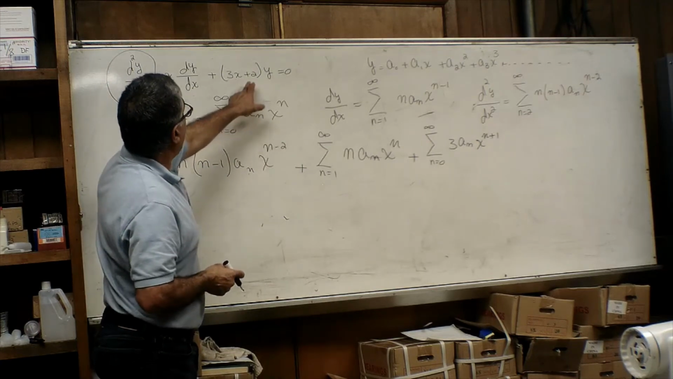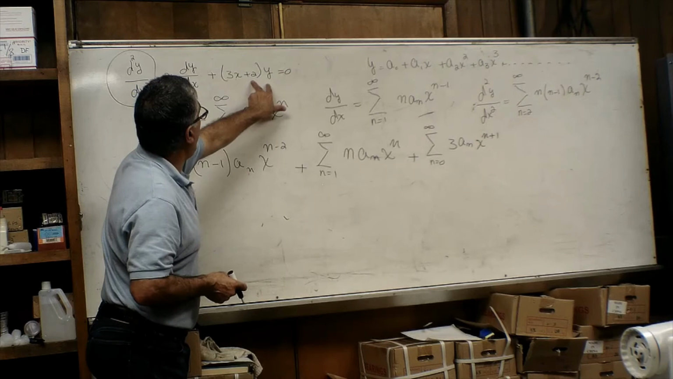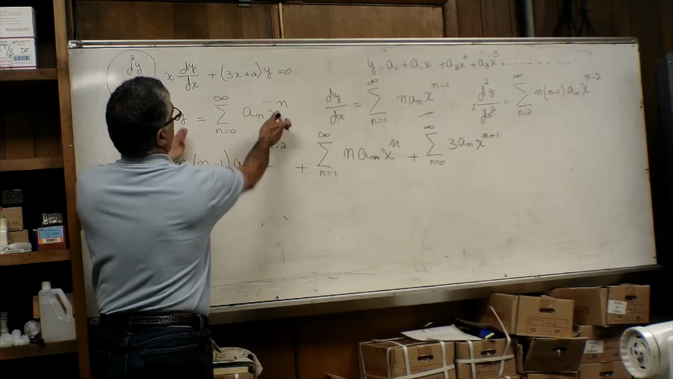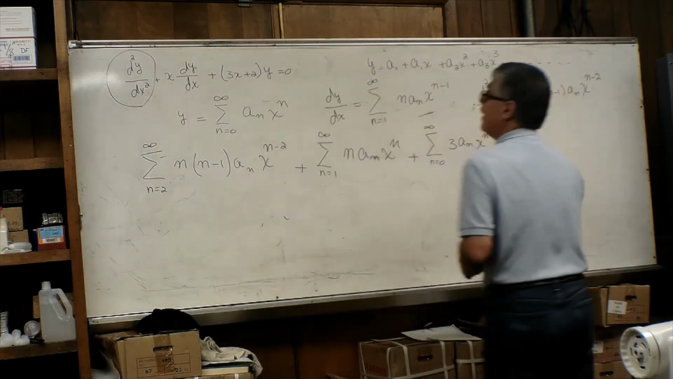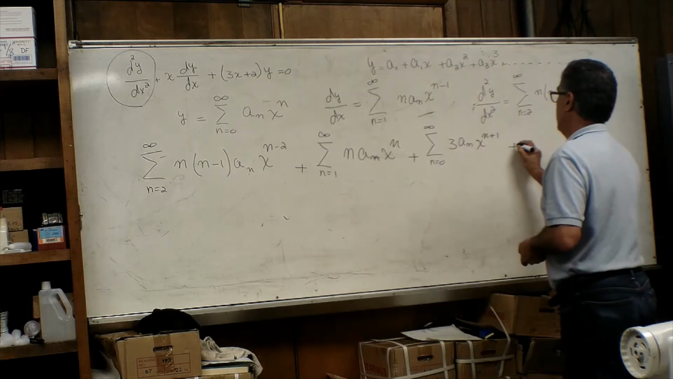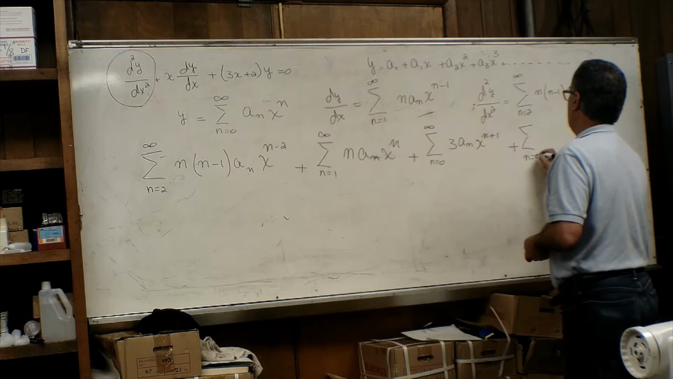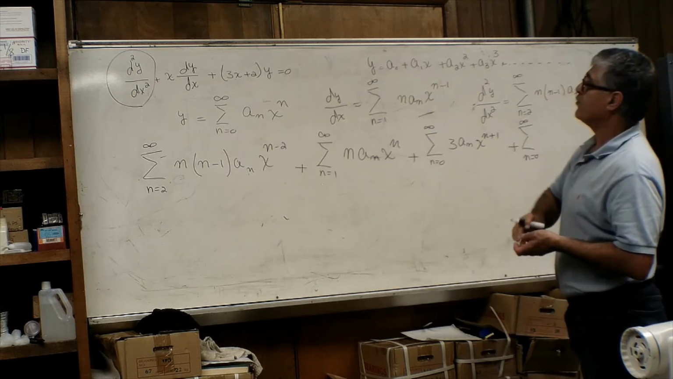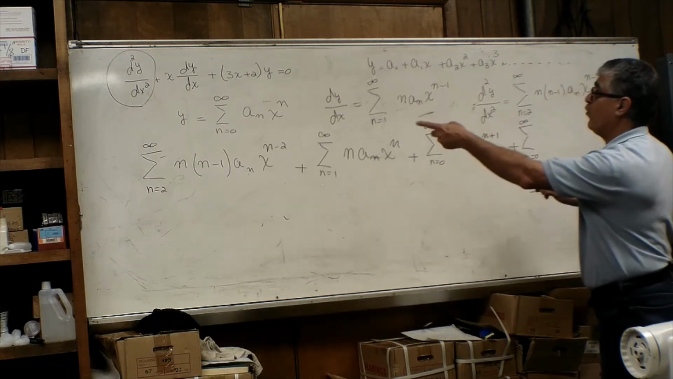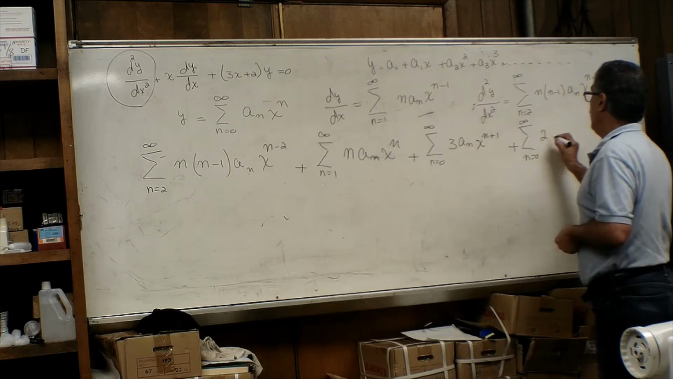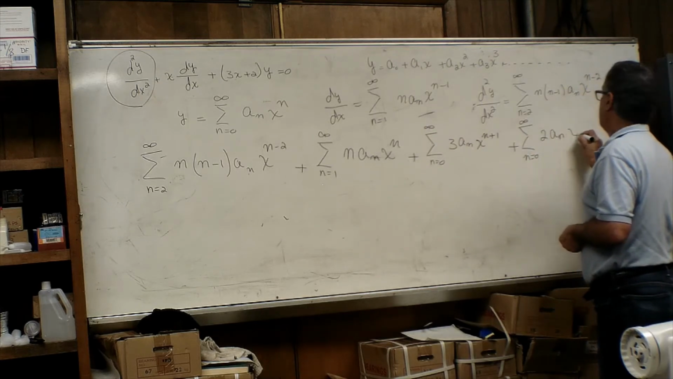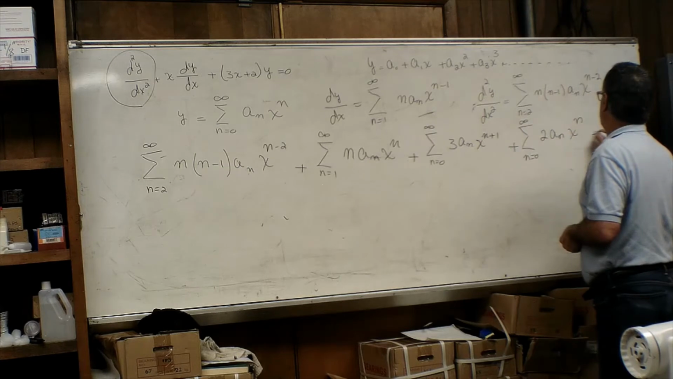And then the last portion, 2 multiplied by y. So that we can write that as plus summation n from 0 to infinity of 2 multiplied by y, which will be 2 a n x to the power n, equal to 0.